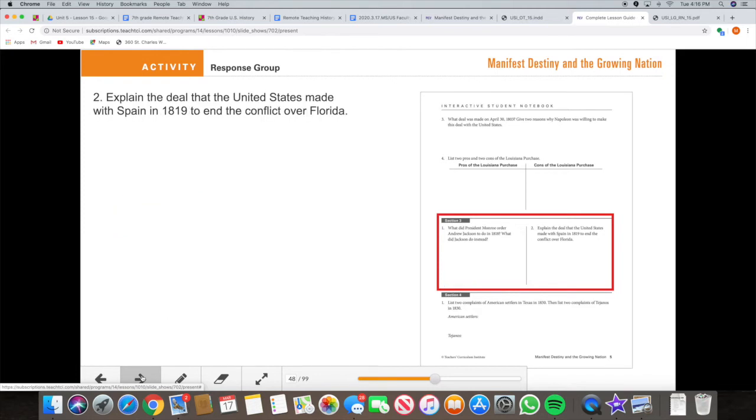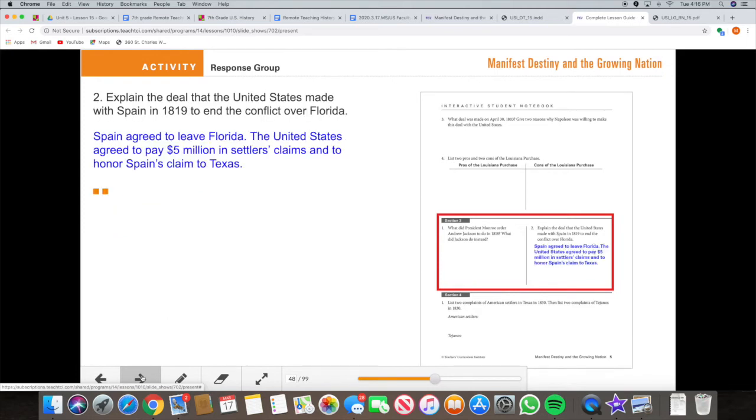Good. Then, question number two, explain the deal that the United States made with Spain in 1819 to end the conflict over Florida. Spain agreed to leave Florida. The United States agreed to pay $5 million in settlers' claims and to honor Spain's claim to Texas. All right. Again, pause the video if you need a minute. Otherwise, we're moving on.